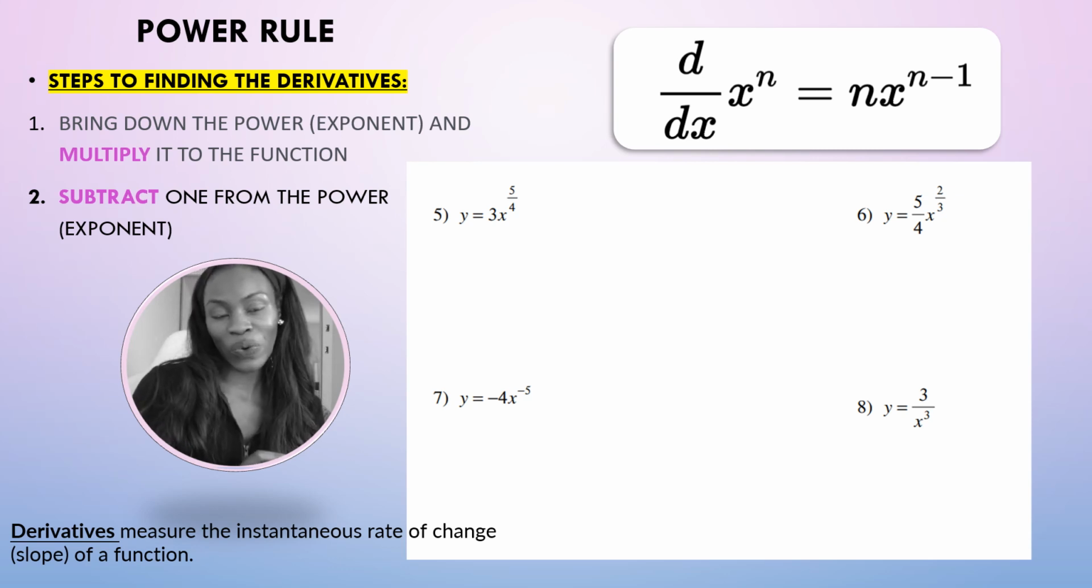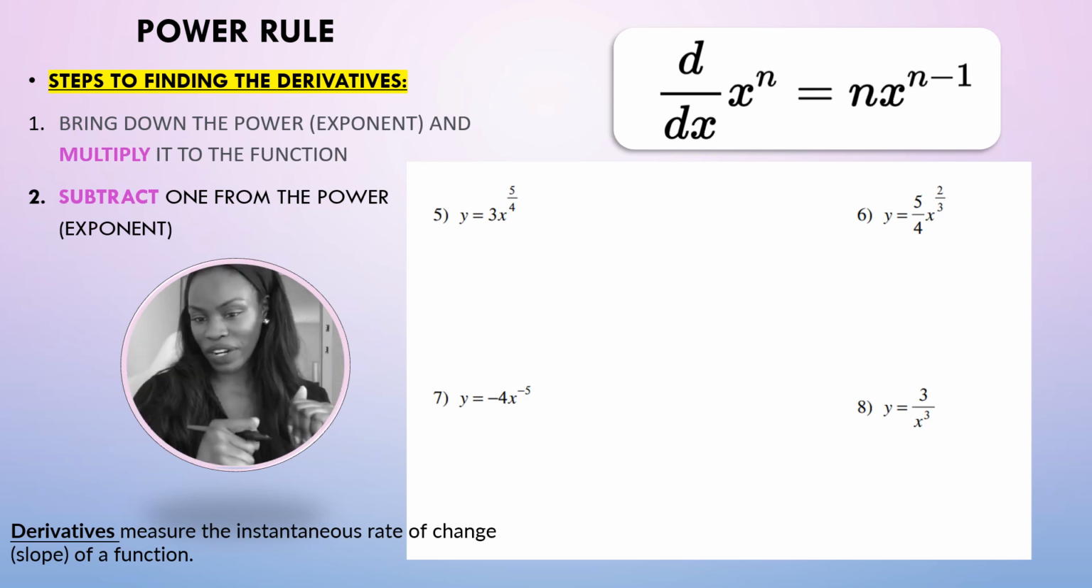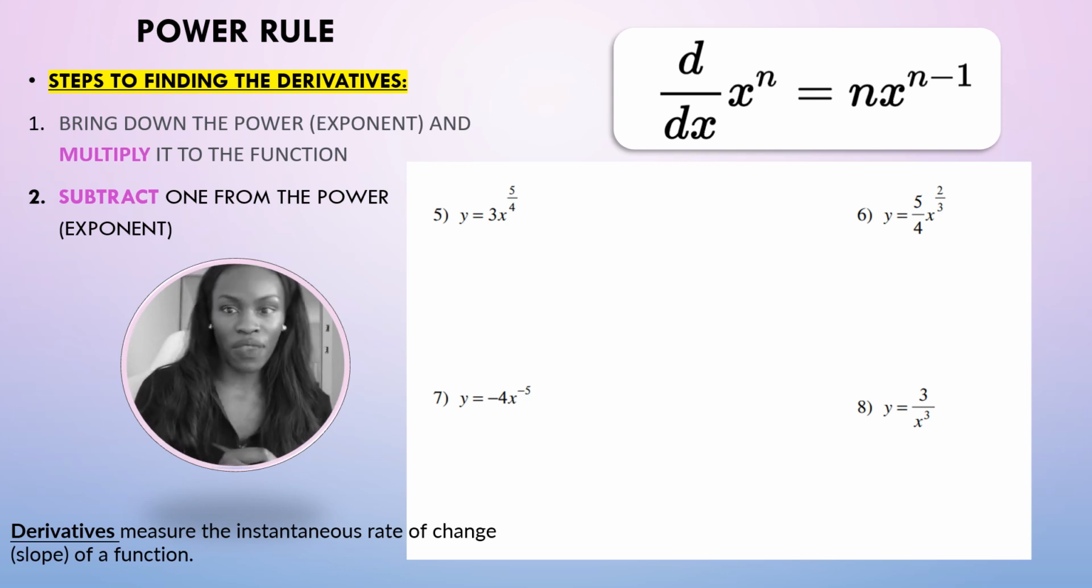Hello, today we are going to do the power rule. The steps of finding the derivatives is right in front of us, as well as the formula. So the formula, all it's really telling us to do is to bring down the power, aka our exponent, and multiply it by the function. And then we're going to subtract 1 from the exponent, okay?